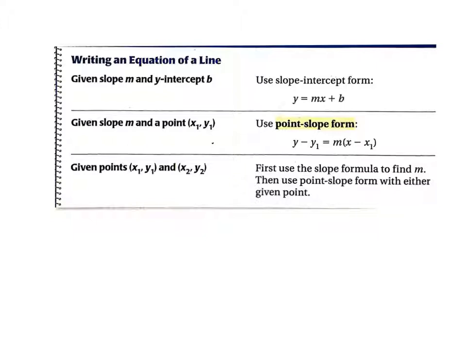Really two methods. We're going to use either the slope-intercept form as one method. The only time, to be honest with you, we're ever going to use the slope-intercept form to write an equation is if we know both of them. If we know the slope and the y-intercept, it's good to use.